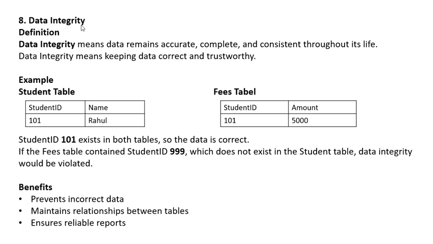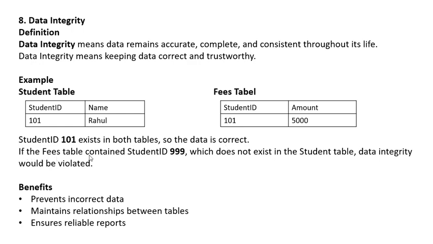8 is data integrity. Data integrity means data remains accurate, complete and consistent throughout its life, and keeping data correct and trustworthy. For example, in the student data, student IDs and names have to be given, and in the fees table the student ID and the amount have to be given. Student ID 101 exists in both tables, so the data is correct.